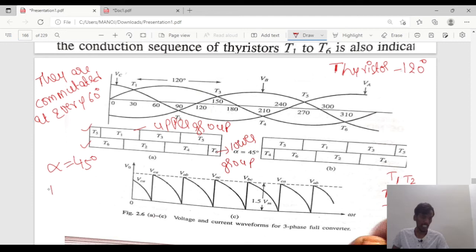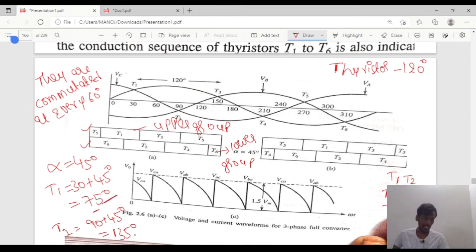T1 is triggered at 30 plus 45, which is 75 degrees, and T2 will conduct at 90 plus 45, which is 135 degrees. So T1 will conduct at 75 degrees and T2 at 135 degrees. When T1 is triggered, it reverse biases T5 and T5 is turned off, and T2 will conduct. Here T6 is connected to B.